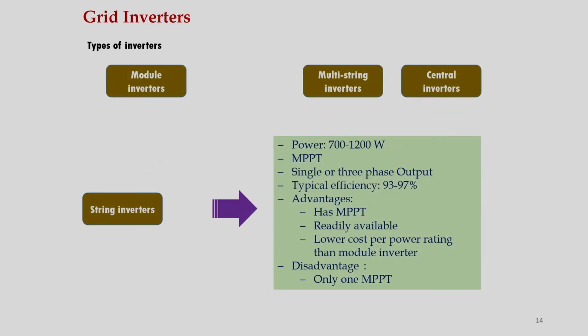In the case of string inverters, the power goes from 700 to 1200 watt, and MPPT is attached in this inverter, and it may be single or 3-phase output. And the efficiency of conversion varies from 93 to 97%. Advantages are it has an MPPT, is readily available, and has lower cost per power rating than module inverter. And the only disadvantage is that only one MPPT is attached. So, even though it is costly, this is really a good one for many applications.